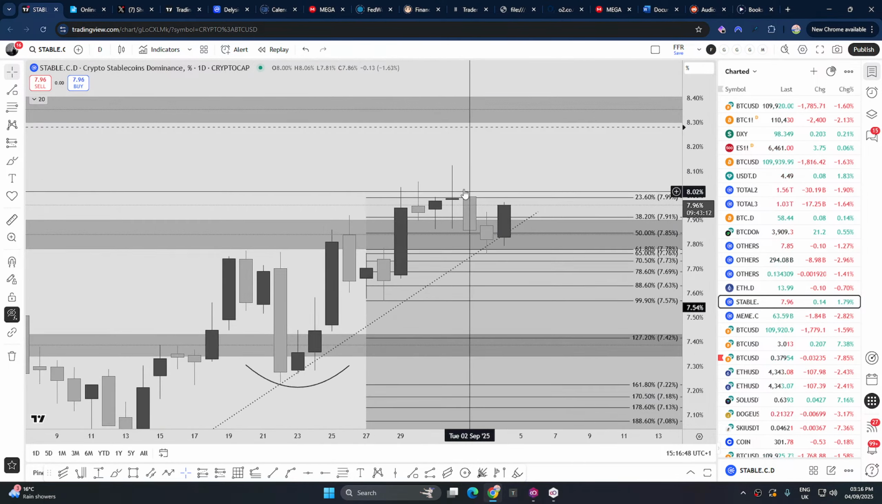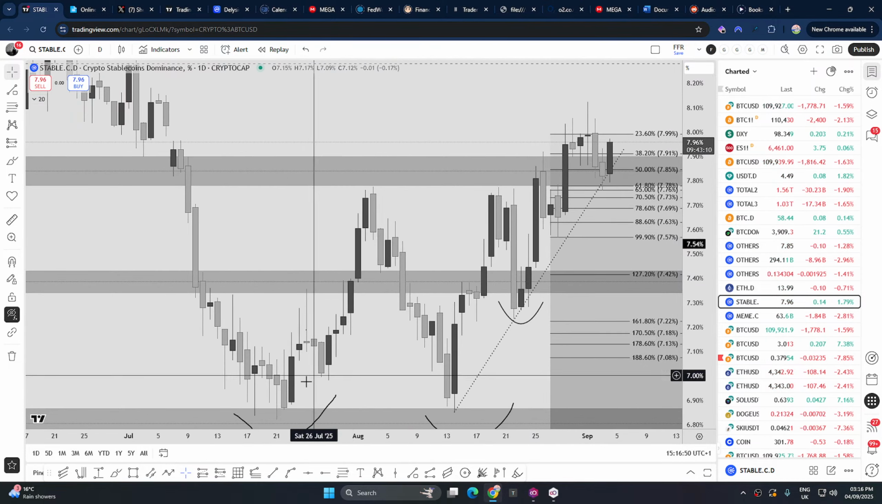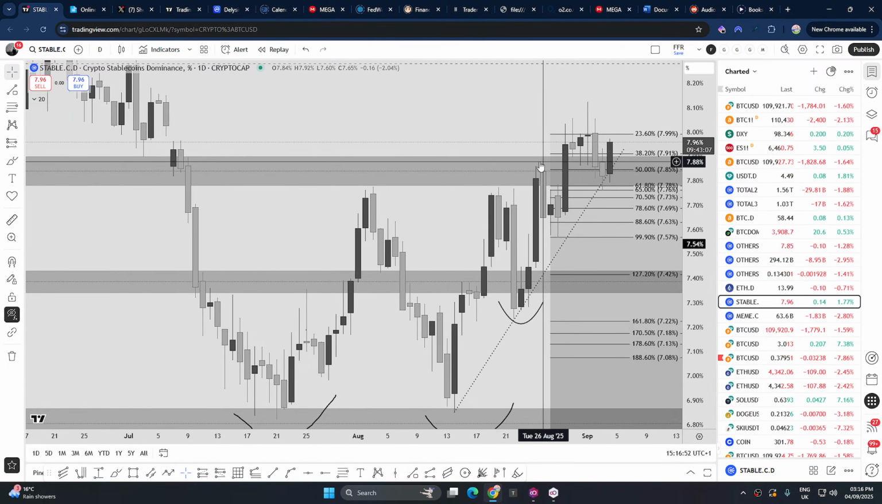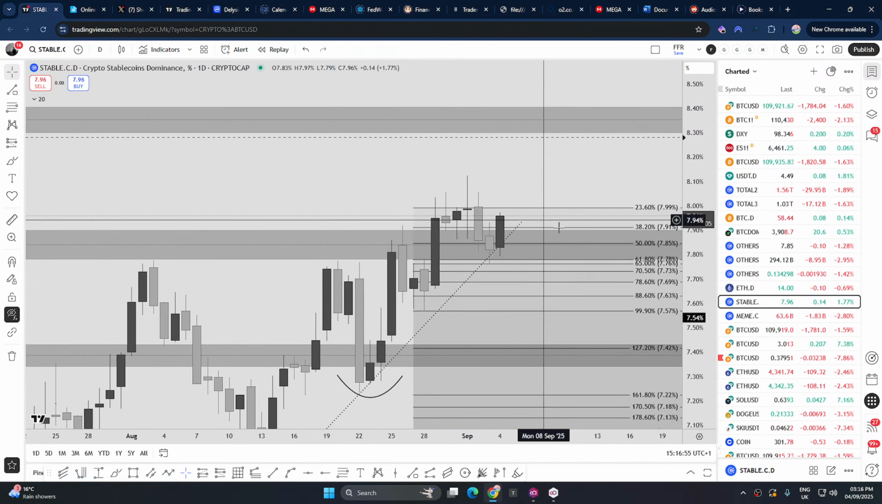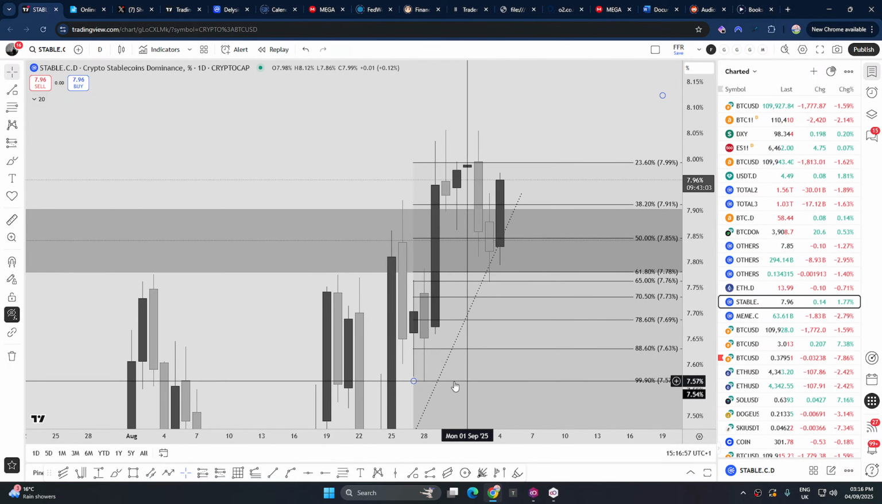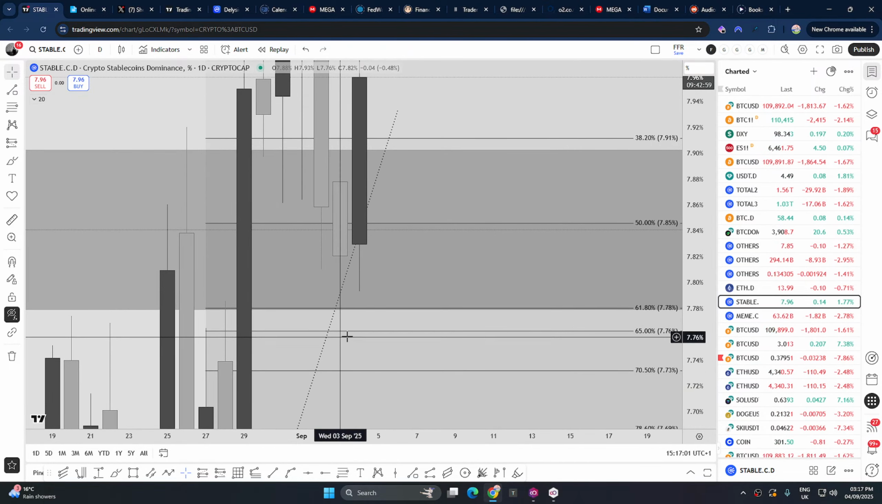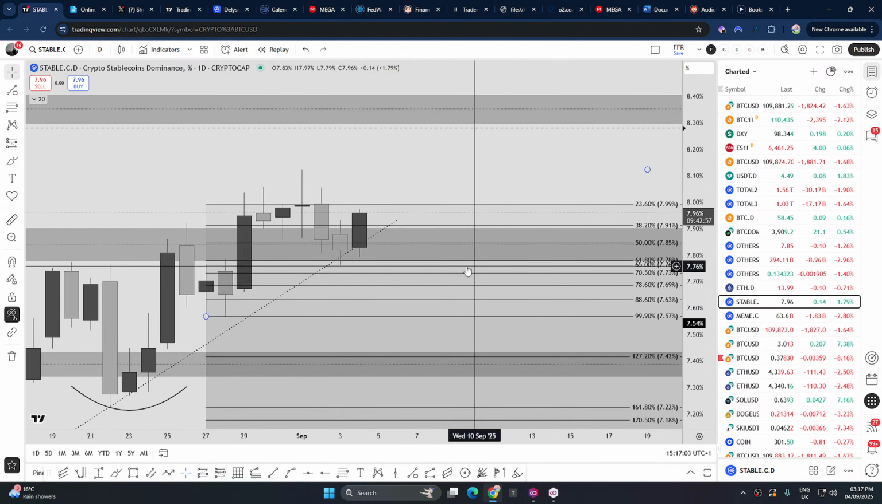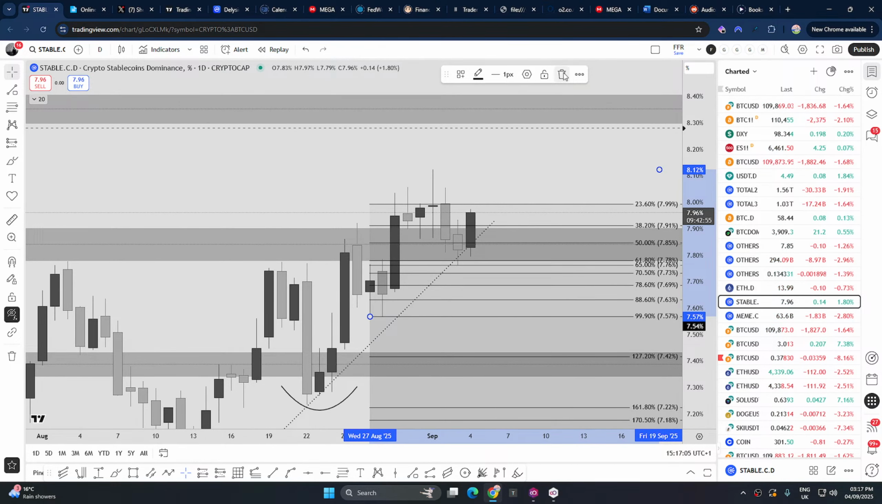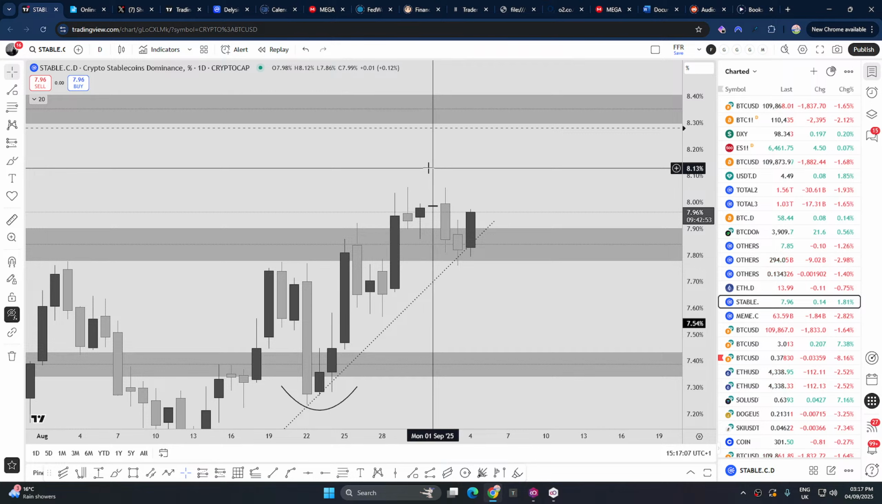We mapped the market structure carefully here. We know that this is impulsive, corrective, and impulsive wave. And based on that, when we draw the fib levels, start of impulsive wave to the end of impulsive wave, we notice that the reaction happened at 65% fib level, meaning that ideally speaking, stablecoin dominance should now be creating a new higher high.